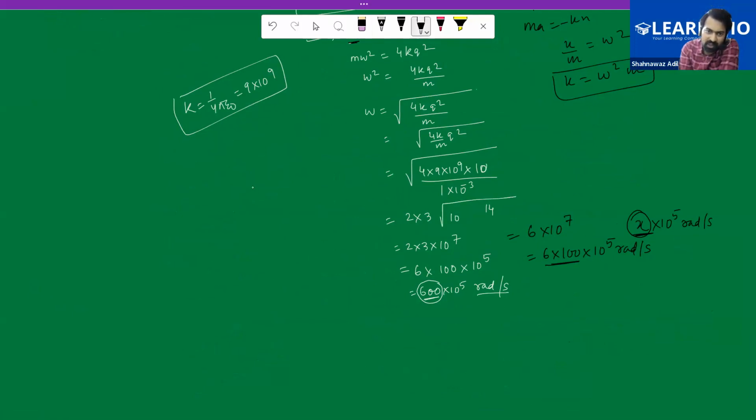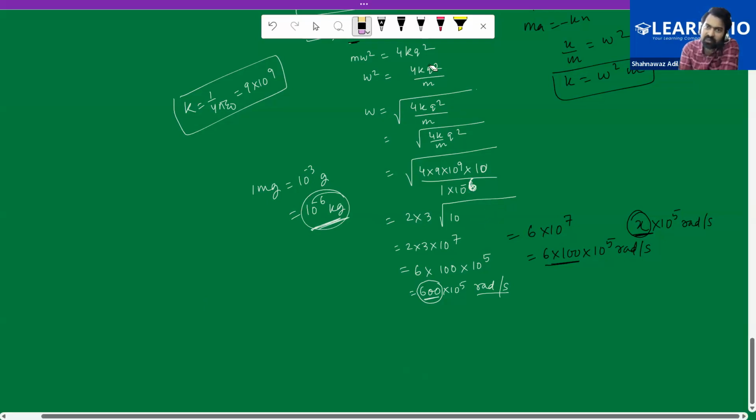And mass is in milligram, right? So this is 10 to the power minus 3 gram. And we have to change it in kg, right? So this would be minus 6 kg, right? So mass, we have to write in kg, right? So this is 10 and this is minus 6. So what would be the 10 powers that we will get?